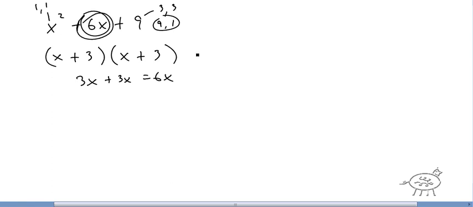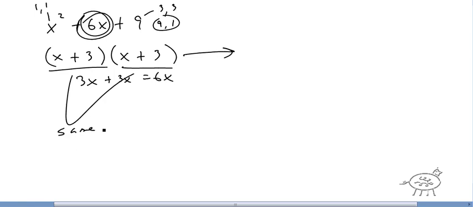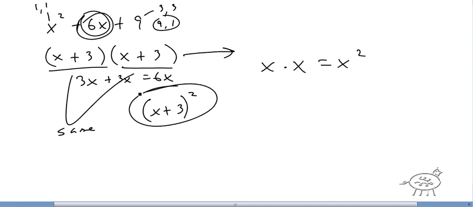Now this is why we call it a special product though, because you need to recognize that those two are the same. So if they're the same, you write it as x plus 3. It's just like if I said x times x, right? You don't leave it as x times x. Don't you write it as x squared? So if I have x plus 3 times x plus 3, it's the same thing, so I write it as x plus 3 squared. And that's your answer.